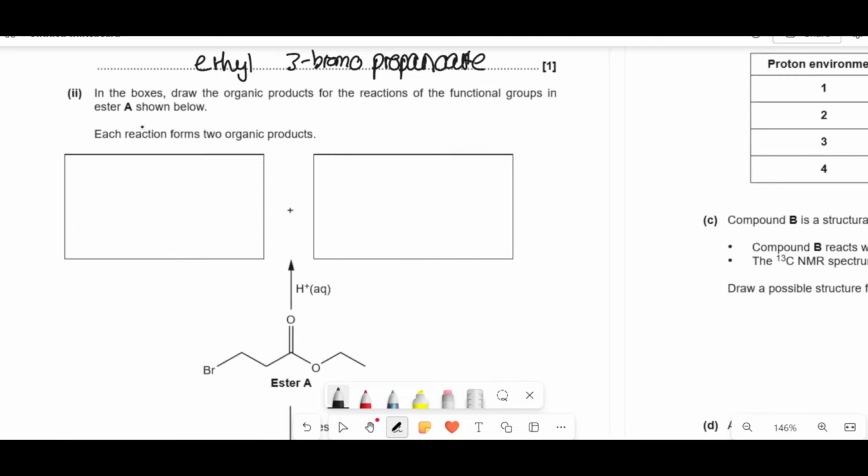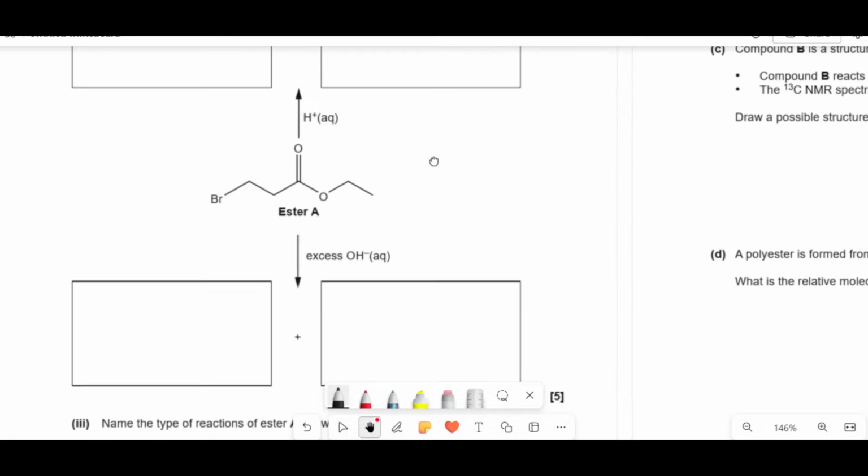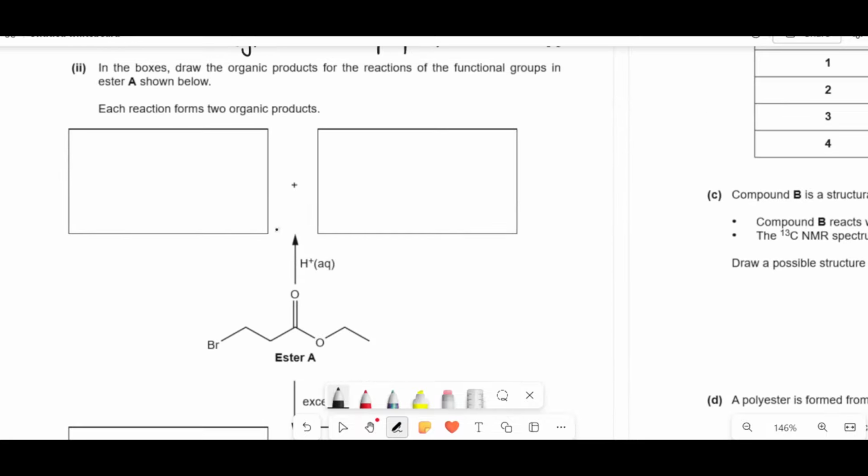There you go. In the boxes below, draw the organic products of the reactions of the functional groups in ester A shown below, and each reaction forms two organic products. So here, we are adding H+, which means we're going to be doing acid hydrolysis of this, which means you're putting a water back into this to break it back down into its original constituents. Now, esters are made from alcohols and carboxylic acids. So this bit here must have become eventually a carboxylic acid, and this part would have been the alcohol part.